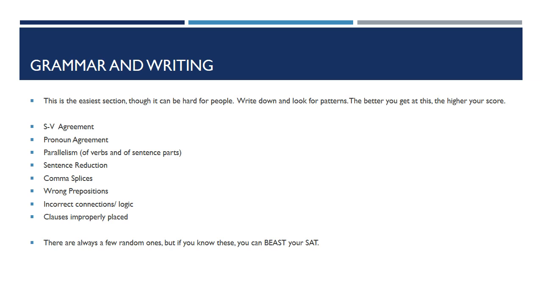There also has to be parallelism of sentence parts. So for example, if the sentence says that John's garden grew more vegetables than his neighbors, you're comparing vegetables to neighbors. So that doesn't work. It would have to be that John's garden grew more vegetables than his neighbor's garden. And again, that kind of parallelism can be tricky when you're reading sentences.